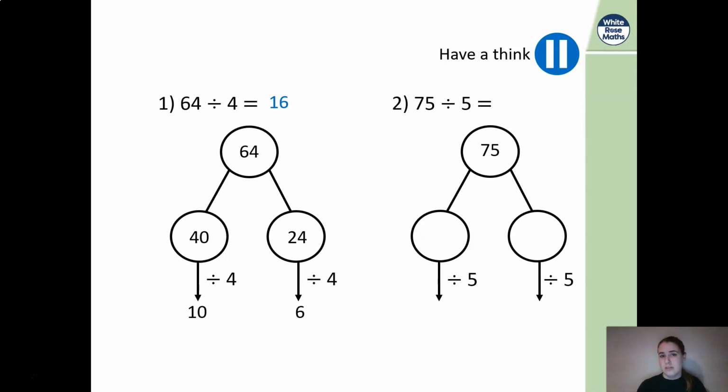75 divided by 5. Now we can have multiple different answers for this because we know that many of the multiples are either going to end in a 5 or a 0. So we could have any multiple here that's going to help us. But let's go for a round enough number. Let's go for 50 and 25.